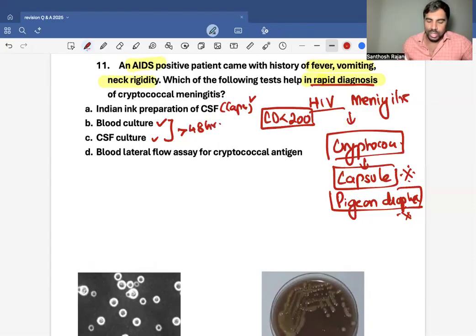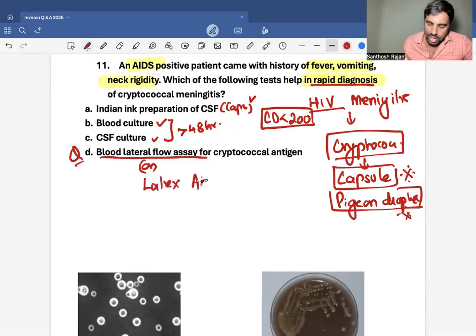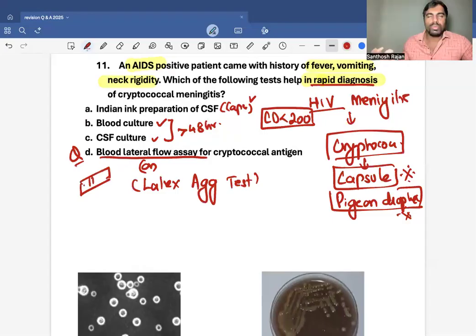Definitely needed. But this one, your blood lateral flow assay, definitely yes, or latex agglutination test, both are correct, okay? Nowadays lateral flow is not done much, but it's still fine. The lateral flow assay is basically that card test, you put it, and if it comes positive, it's more sensitive and even more specific, we can say, for cryptococcus. So you can use it. So easily, your answer is D, okay?